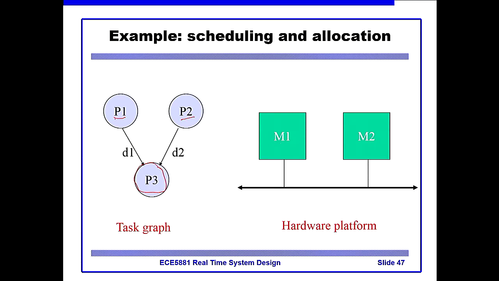But we have two processors, microprocessor 1 and microprocessor 2. And we also have a system bus that allows data to be communicated between the two processing elements. So we have a scheduling problem in time and space. So we need to schedule what happens on M1 and what happens on M2. Which of these tasks do we allocate to which processor and what time should we do them?